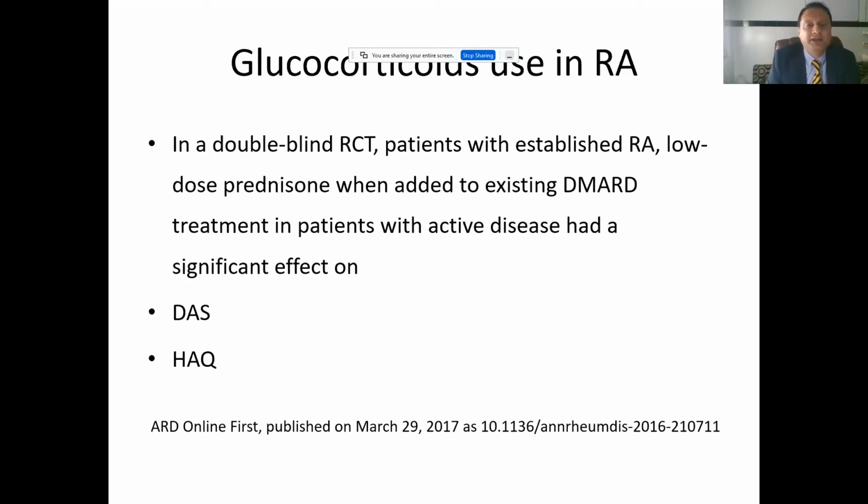In a double-blind RCT, in patients with established rheumatoid arthritis and active disease, low-dose prednisolone, when added to existing DMARD treatment, had a significant effect on disease activity scores and HAQ scores. And here you can see the reference.